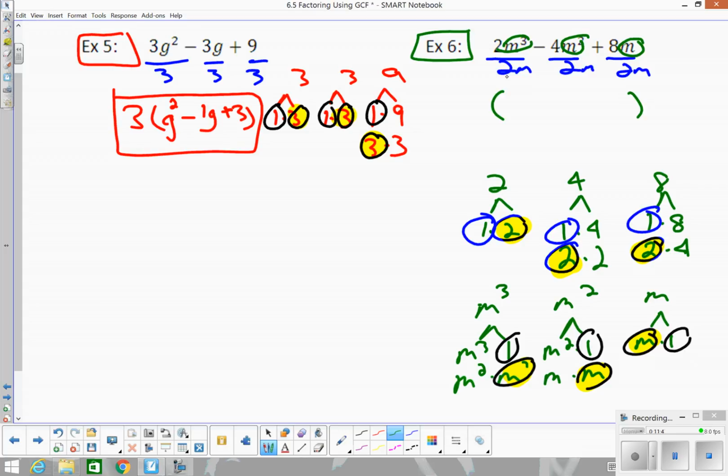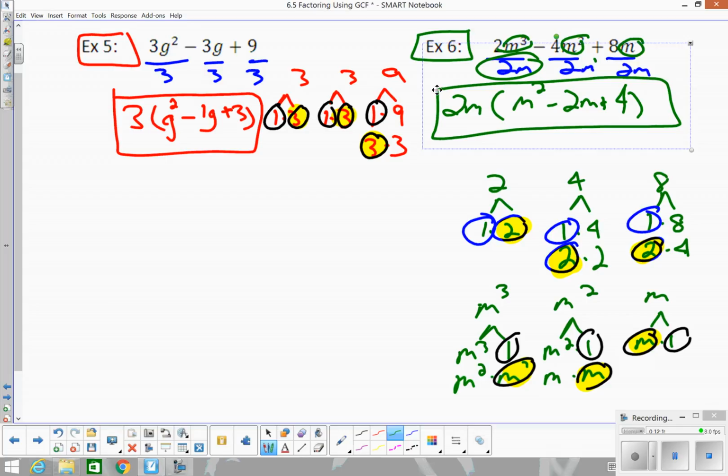So 2 divided by 2 is 1. M cubed divided by m to the first power. Remember, subtract, 3 minus 1 is 2. So I have m squared. Then I have negative 4 divided by 2, which is negative 2. M squared divided by m, subtract the exponents, I have m to the first power. Then I have positive 8 divided by 2, which is positive 4. M divided by m cancels out, divides out to 1. That's what I'm left with in my parentheses. I'm going to take my 2m, place it in front, and that is what I'm left with.